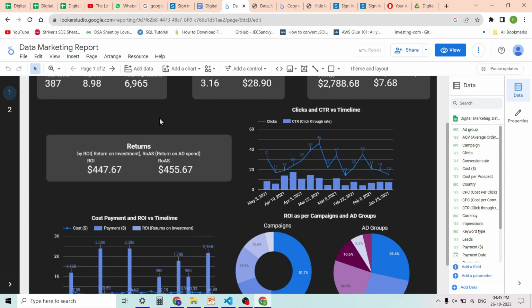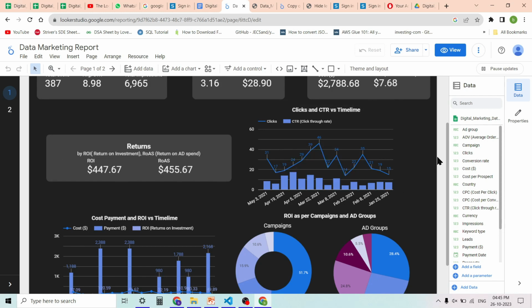Now talking about the returns as per our campaigns, it shows the total returns, that is return on investment and return on ad spend. Return on investment, we can say, is the total amount of money that we have spent to sell a product, whereas return on ad spend only focuses on the amount of money that we have spent on the ad, and it tells us about the return that we got by selling our product through the ads. So this 477 is our ROAS and 455.67 is our return on investment.